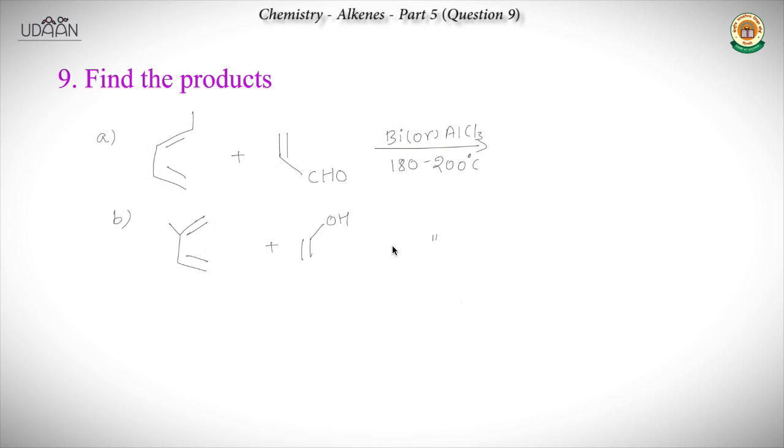Question number 9. Find the products for the following reactions. These reactions are very famous, as is evident from the reactants. In these questions, you have a diene, which means two C double bond C, as in the first case, this is the diene. And secondly, you have a dienophile. As the name suggests, it's a lover of diene.